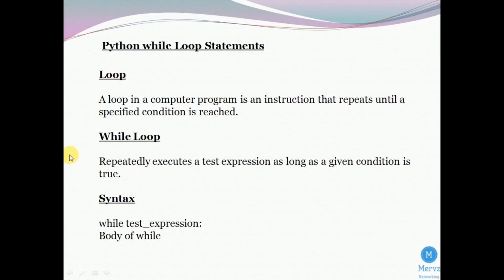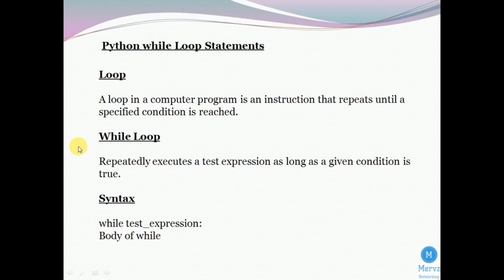The while loop in a Python program repeatedly executes a block of code as long as the given condition is true. Let's see the syntax for the while loop statement. Keyword while, test expression, colon, then body of while. If this test expression or condition is true, the body of while will execute. This loop will continue until the test expression or condition is false.